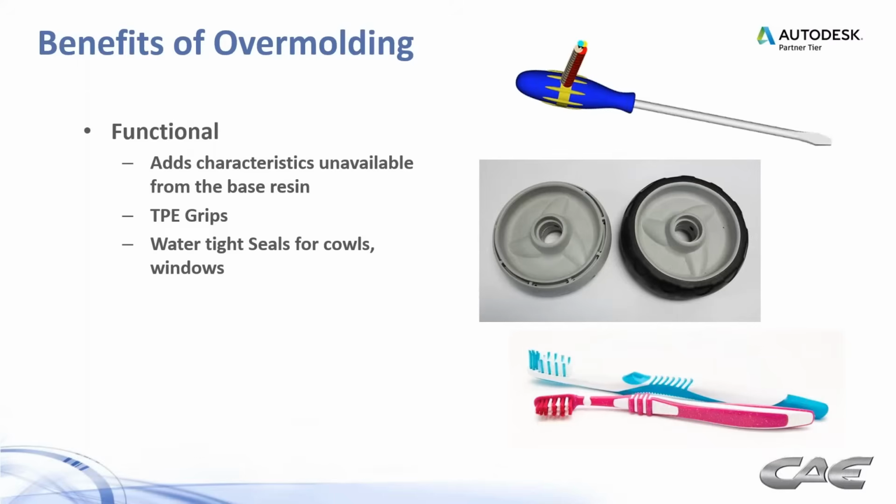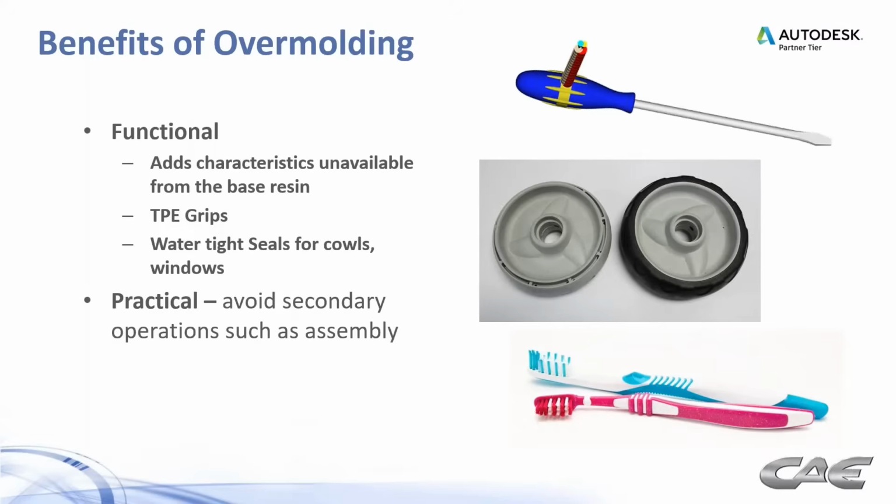You could have watertight seals for cowls and windows, for example. And then there's practical reasons to use overmolding. You can avoid secondary operations such as assembling 2 different plastic parts together, or inserts and plastic parts, and economic reasons to avoid the cost of having additional molds. You can obviously run them in one mold. So those are some of the benefits. I'm sure there are many others, but those are probably the most common.